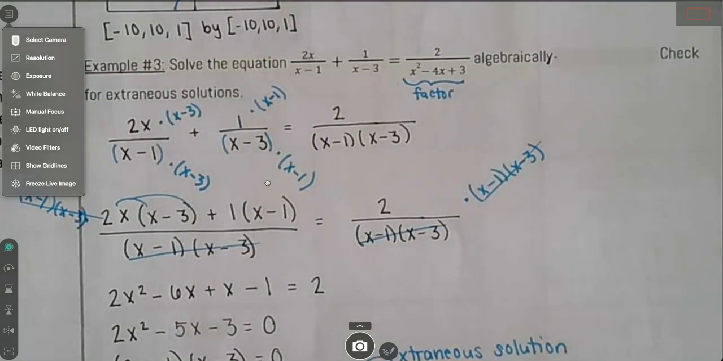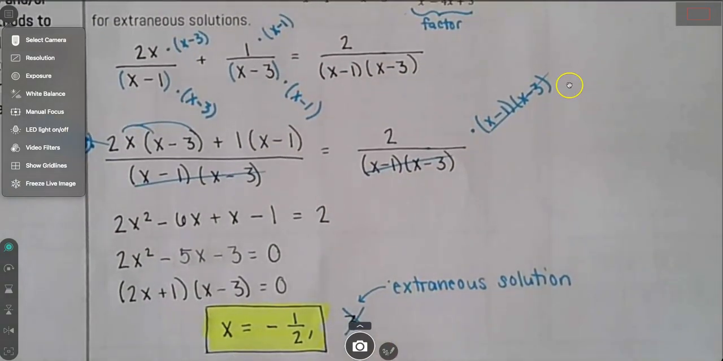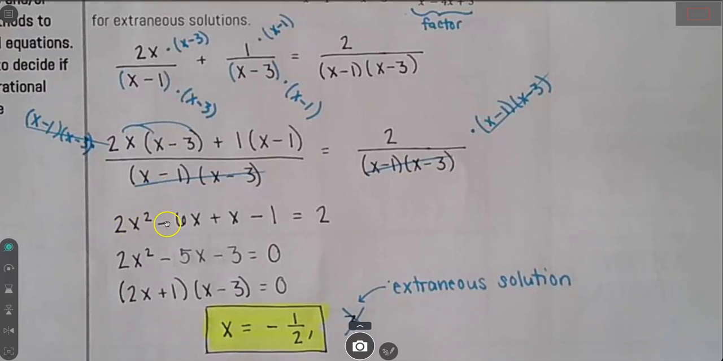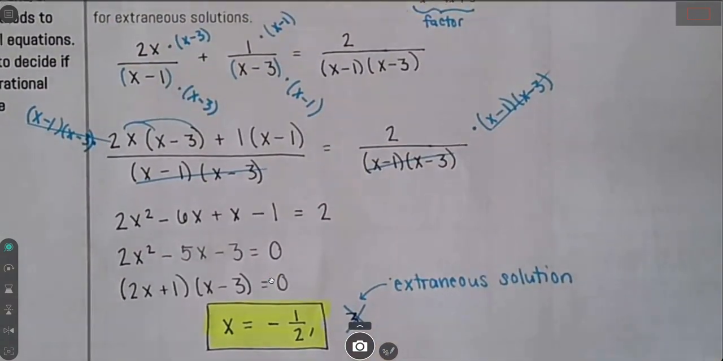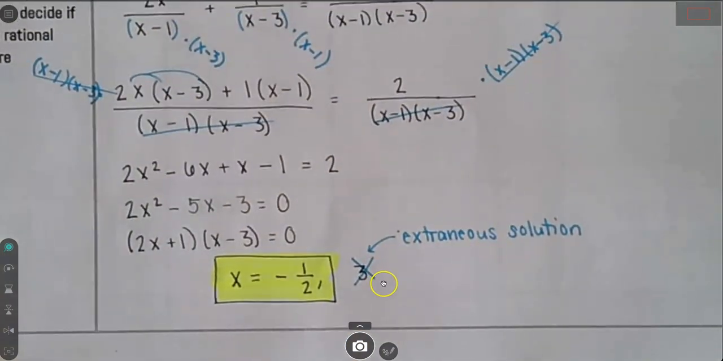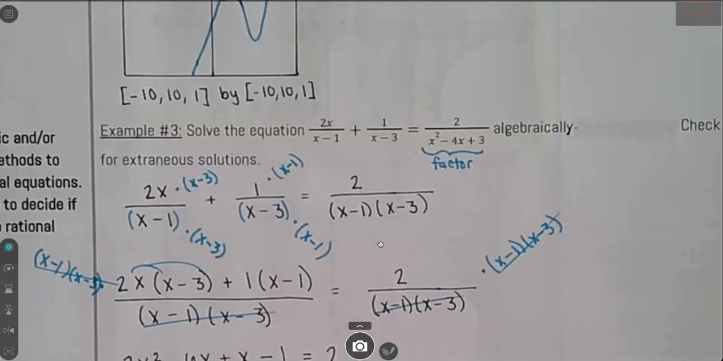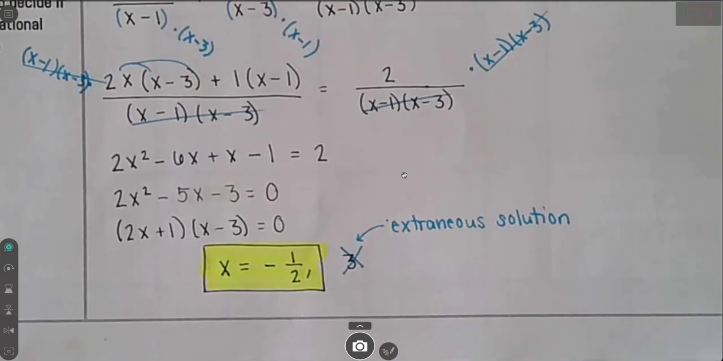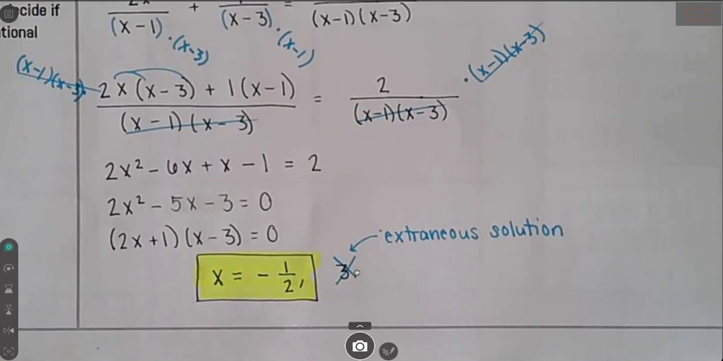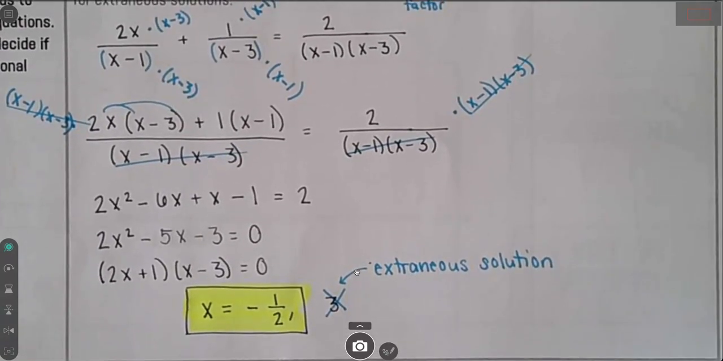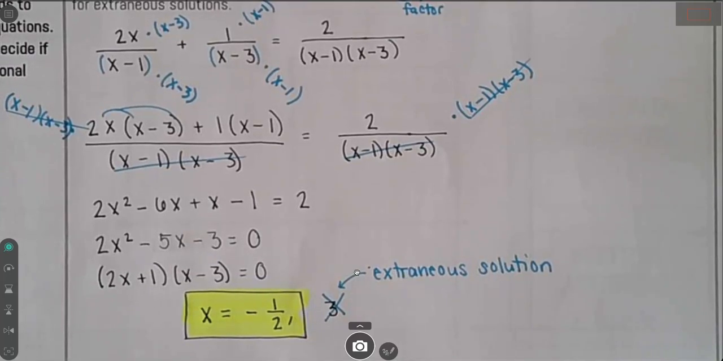Okay. So you eliminate the denominator, and I also distributed the 2x here. I got 2x squared minus 6x plus x minus 1 equals 2. 2x squared minus 5x minus 3 equals 0. I subtracted the 2 and combined like terms. I factored. The two answers you get are negative 1/2 and 3, but if you remember, 3 produces a 0 in the denominator in our original equation. So 3 is an extraneous solution. Does that make sense?